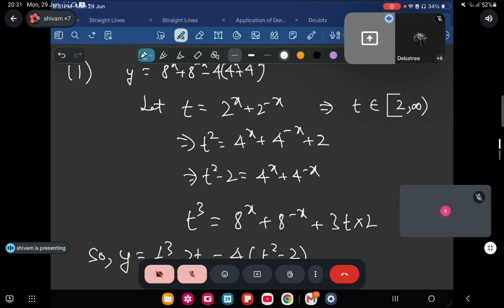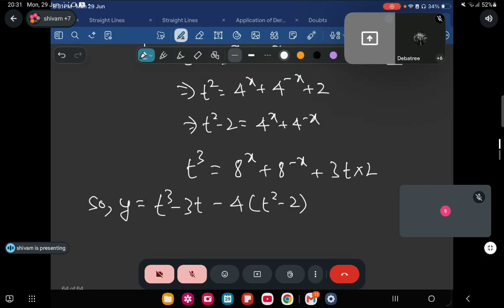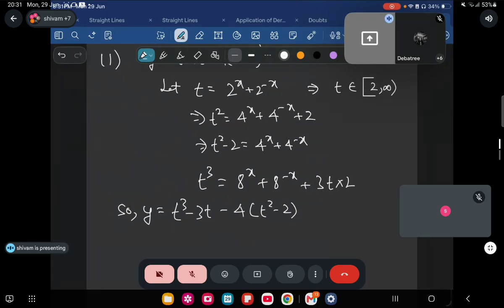Sarthak, Devang, Andini, Memel, Devatri, you understood t belongs to 2 comma infinity? Yes, sir. Yes, sir. Okay.